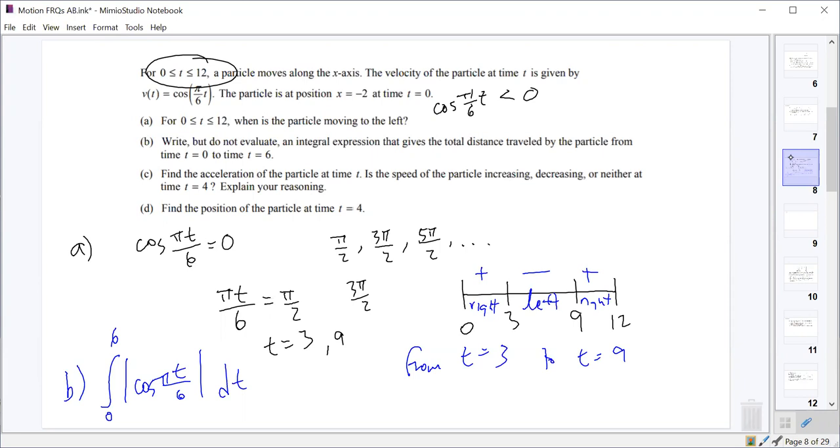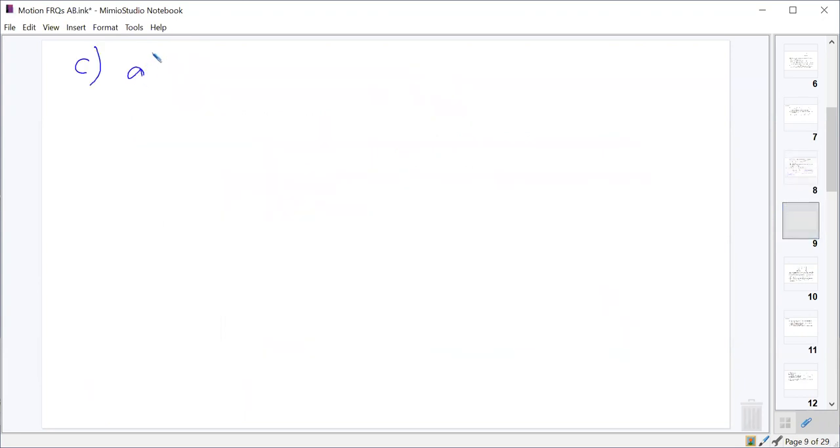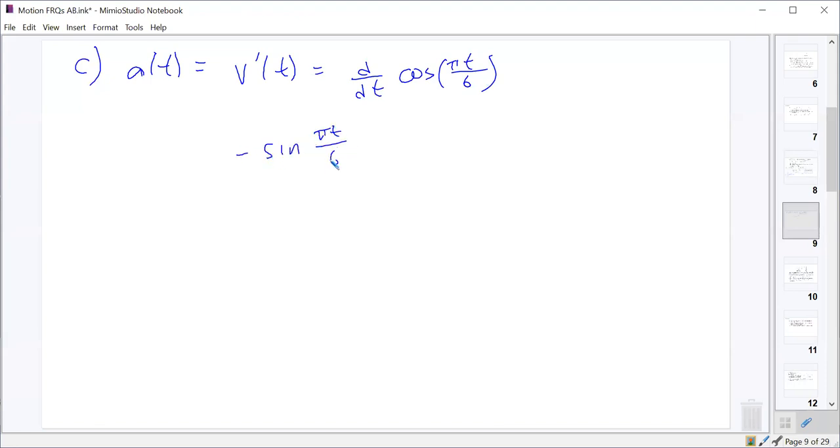Take a derivative. We'll say a of t equals v prime of t. What was the derivative of cosine pi t over 6? The derivative of cosine u is negative sine u, so negative sine pi t over 6 times the derivative of pi t over 6, which is pi over 6. And we are looking to evaluate this.